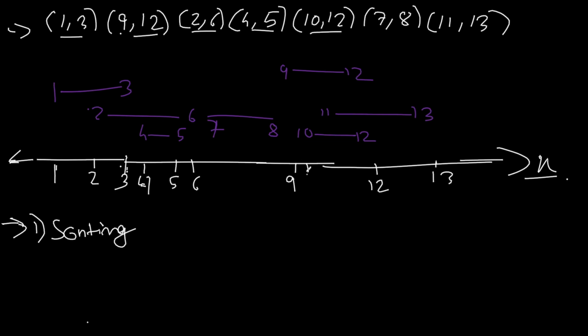So 10 is here and 12 is here itself, right? 7 comma 8. 7 is here and 8 is here. 11 comma 13. 11 is here and 13 is here, right? And if you can see at the end, all the intervals, or the diameters which are given to us, have been sorted unknowingly, because 1 comma 3, then comes the 2 comma 6, then comes 4 comma 5, then comes the 7 comma 8, right? Then comes 9 comma 12, right? So indirectly they are all sorted, right?